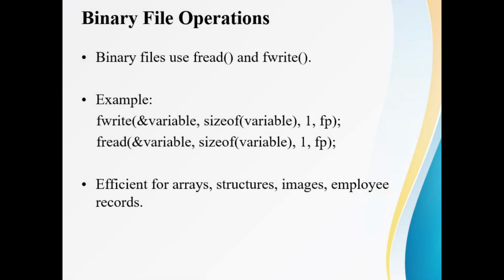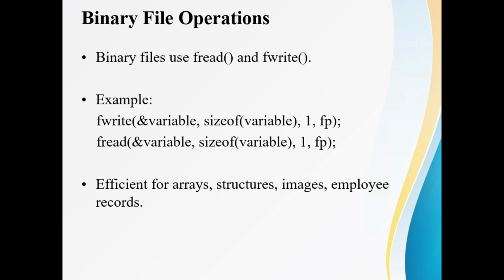And the next thing is binary file operations. When working with a binary file, we use the fread and fwrite functions. These functions can read or write blocks of memory at once. For example, this is very efficient for handling arrays or structures in programs like an employee management system or image processing. Here, the & symbol before the variable gives the address of the data. Sizeof the variable tells how many bytes to write or read, and one means we are dealing with one block of data in file pointer fp.